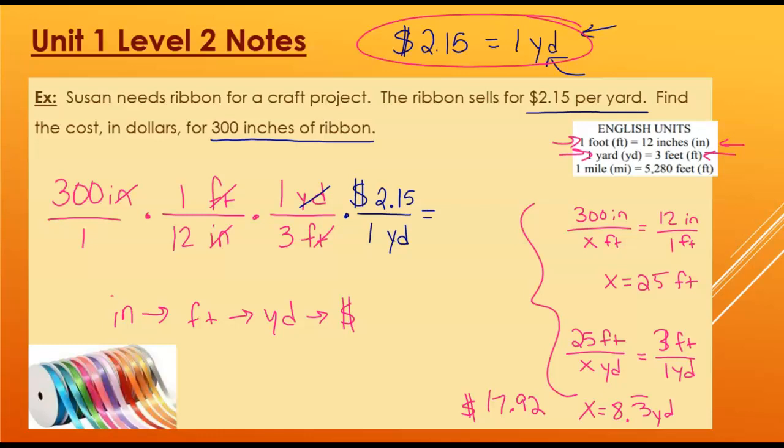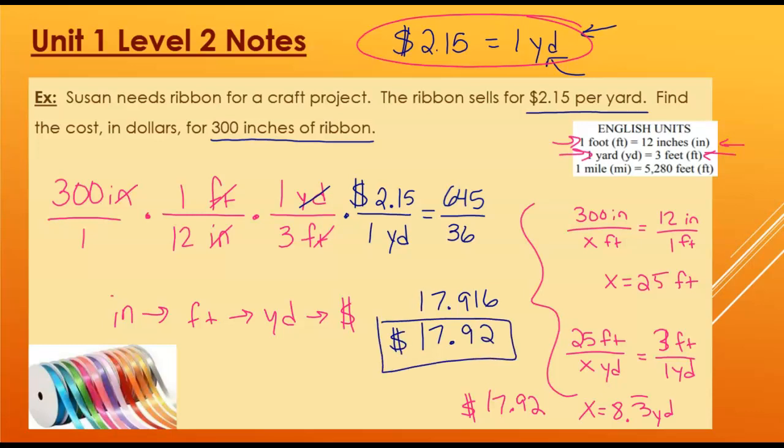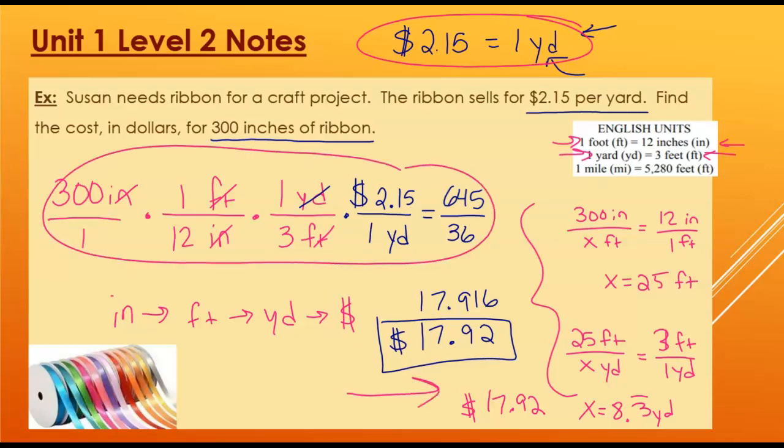300 times 1 times 1 times $2.15 is 645. On the bottom, we have 1 times 12 times 3 times 1, and that is 36. 645 divided by 36 in the end is 17.916 repeating. And there's our answer that we got earlier. So there is more than one way to do some questions, but I think that this was pretty cool compared to that. Good luck with your assignment.